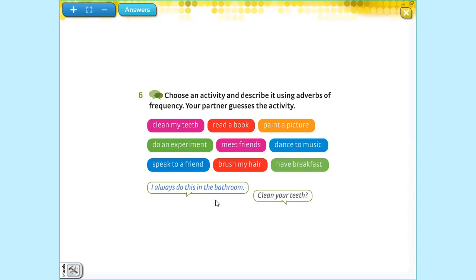It says, I always do this in the bathroom. Clean your teeth. No, we're going to do the opposite. For example, clean my teeth. You say, I always clean my teeth. Make sentences. Let me see, have breakfast. Oh, dance to music. I rarely dance to music. Okay, so you make sentences using the frequency adverb. Okay, you continue with the others, okay? Okay, no problem.